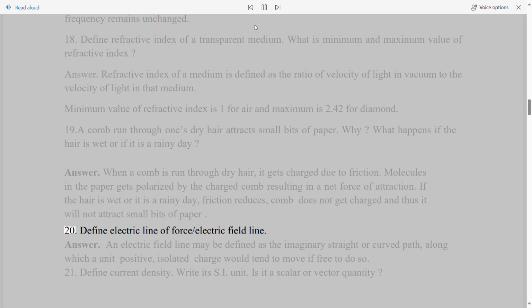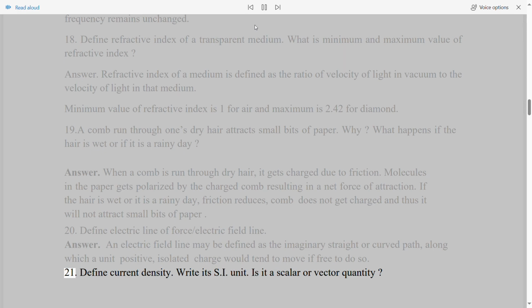20. Define electric line of force, electric field line. Answer. An electric field line may be defined as the imaginary straight or curved path, along which a unit positive, isolated charge would tend to move if free to do so.